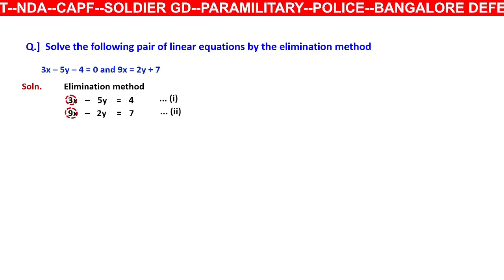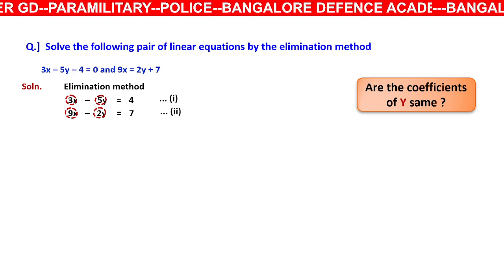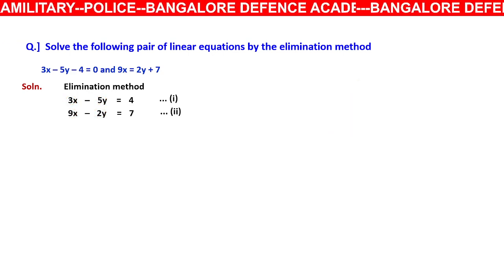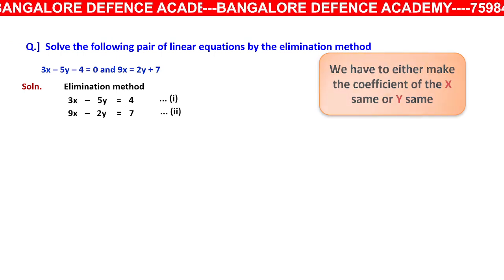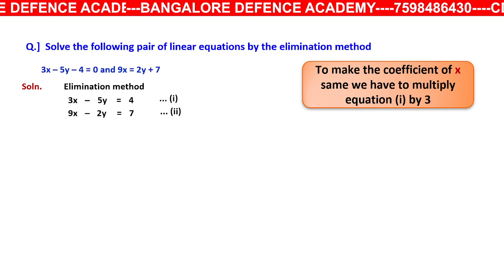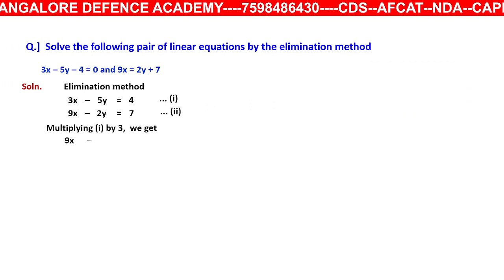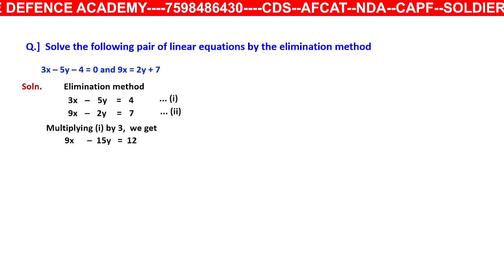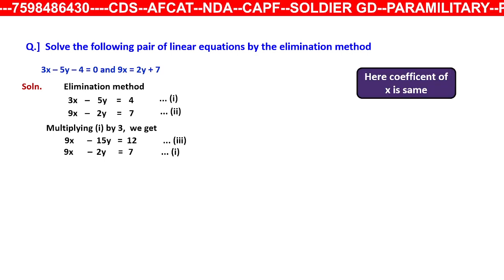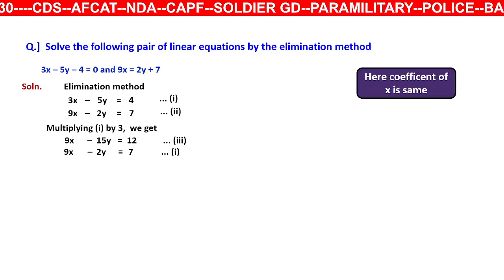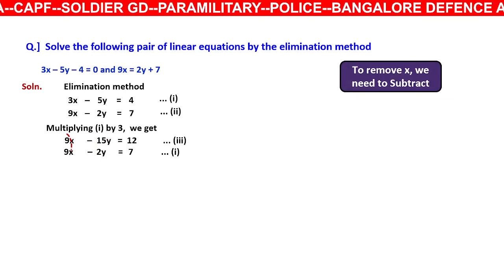Okay, so now what happens? The coefficients of x are not same. At the same time, the coefficients of y are not same. So I have to eliminate x or y. So we have to either make the coefficient of x same or y same. To make the coefficient of x same, we have to multiply the first equation by 3. So I get 9x minus 15y is equal to 12, this is equation number 3. And the second equation will be as it is, 9x minus 2y is equal to 7. So now look at this, here the coefficient of x is same and the y is different.